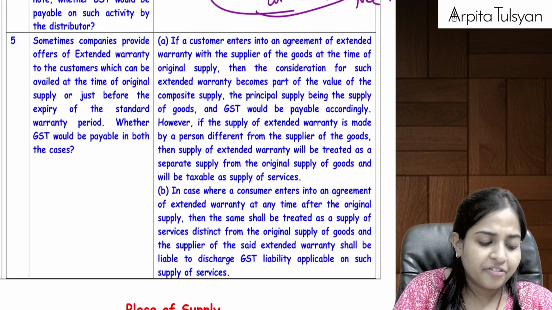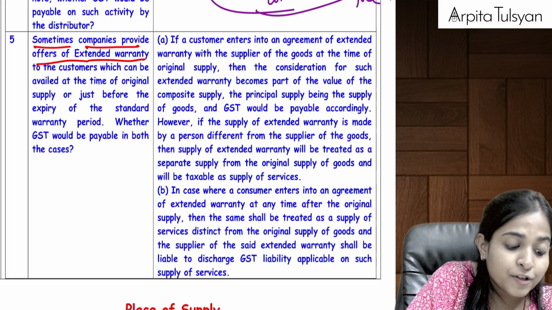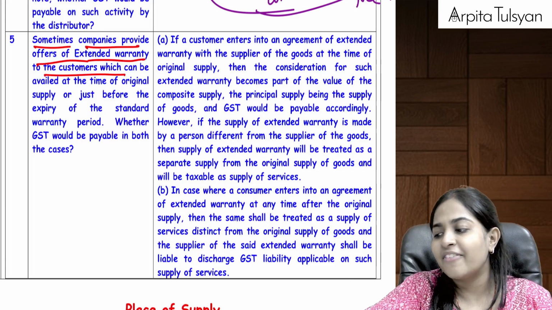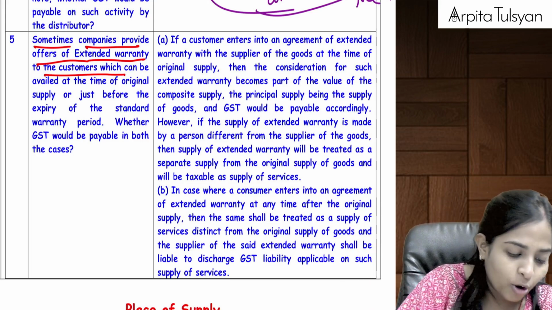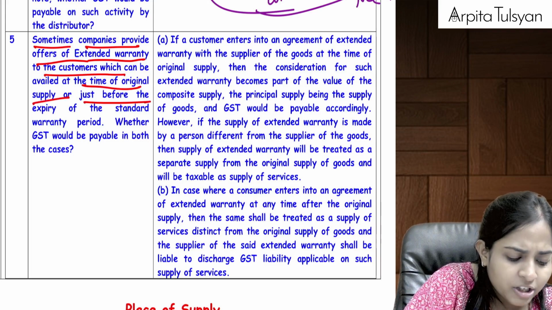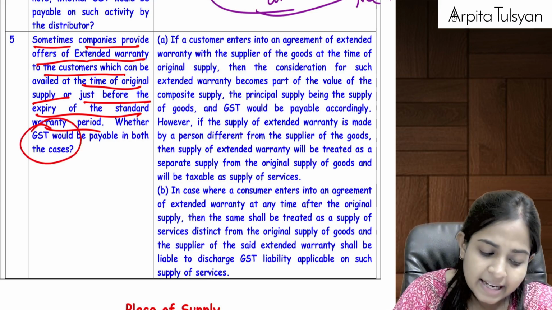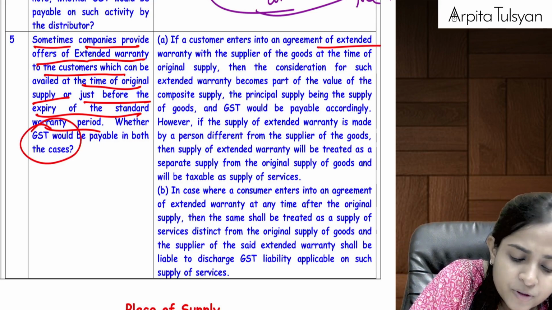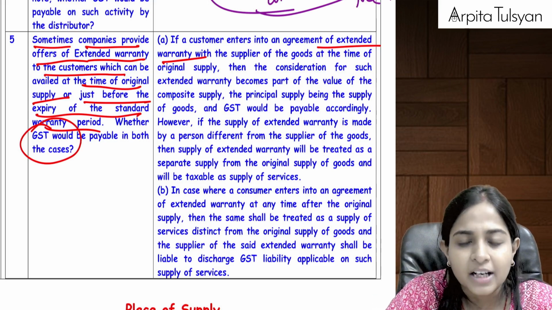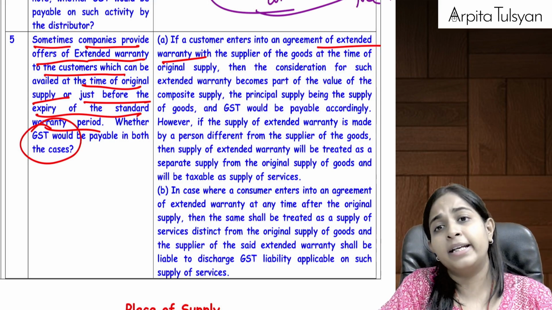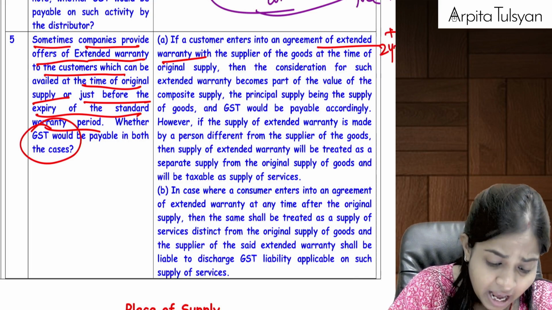Then going to the next one. Sometimes companies provide offers of extended warranty. You must have seen, while purchasing, they tell you 1 year warranty is included, and you can go with an extra additional 2-year warranty at the time of original supply or just before the expiry of the warranty period. Whether GST would be payable in both of these cases? Suppose while purchasing the AC, normally you will get 1 year warranty, and at that time they give me an offer of an extended warranty of plus 2 years.